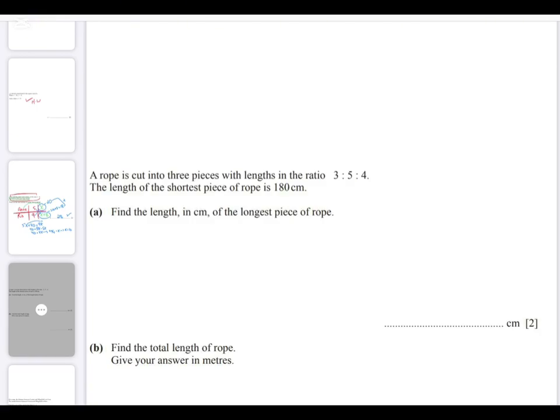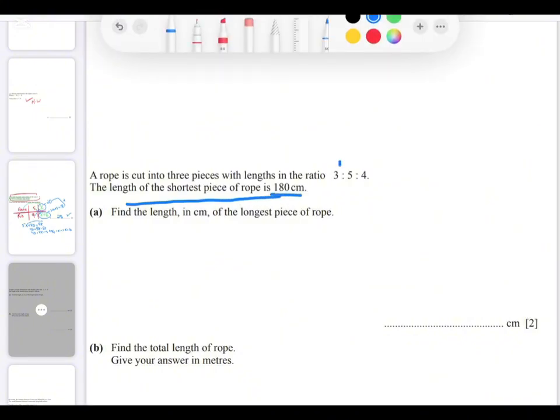Okay, now another interesting question to find out. The question says that a rope is cut into three pieces with lengths in the ratio 3:5:4. The length of the shortest piece of rope is 180 centimeters. This means the ratio of this will be 3 because that's the shortest length. Find the length of the longest piece. We need to find out the length of this.